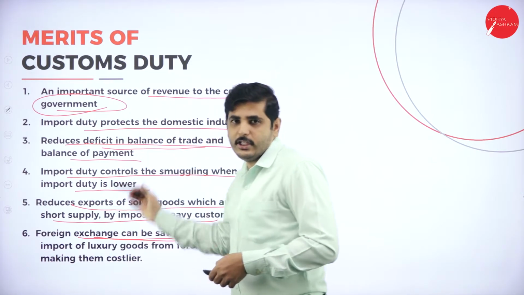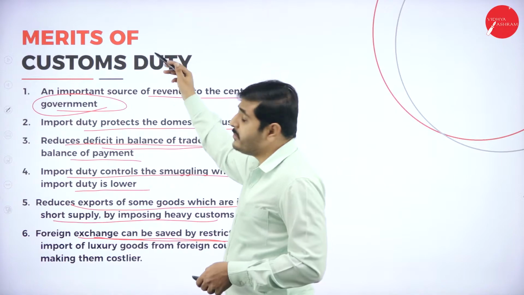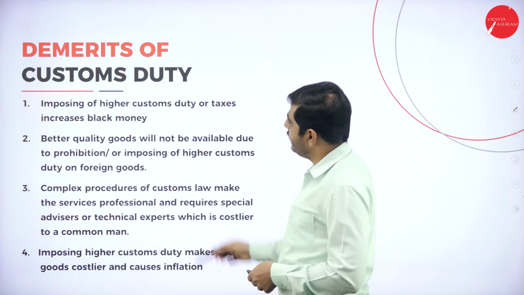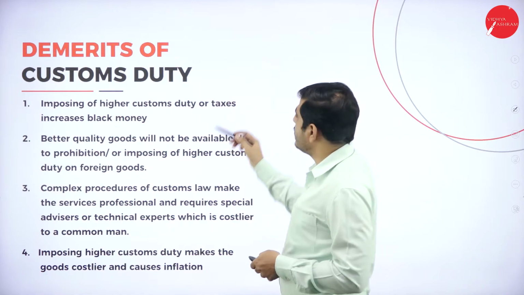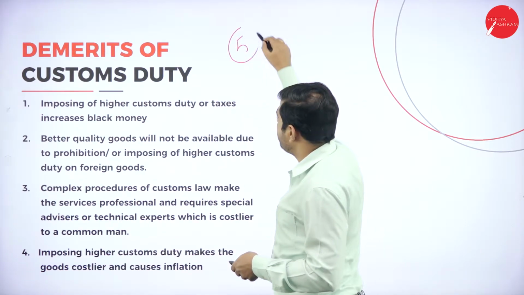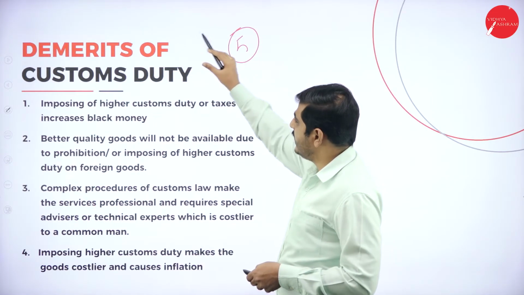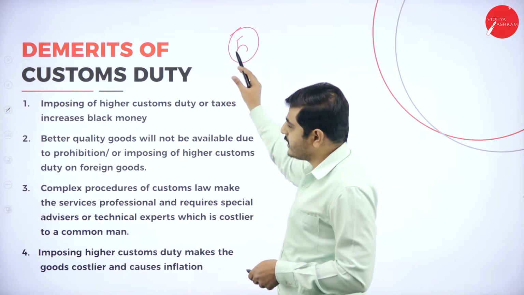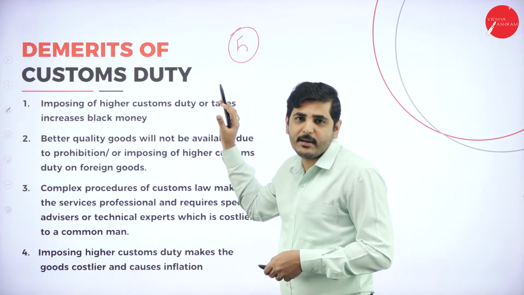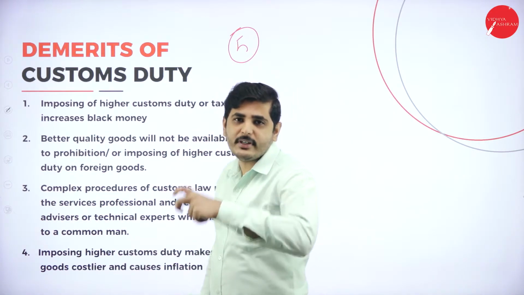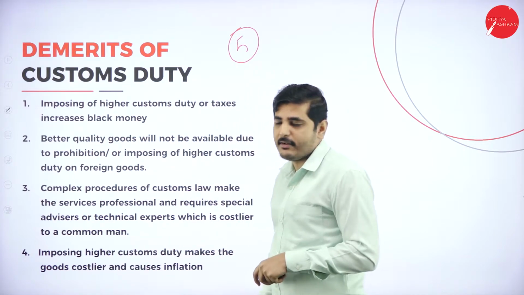This question, the merits of custom duty, will be asked for 5 marks in the exam. Keep this in mind. Again, the demerits of custom duty can also be asked for 5 marks. So 5 plus 5, 10 marks. What are the advantages or merits and demerits, or advantages and disadvantages, of custom duty? If they ask for 5 marks only, they will ask only advantages. If they ask for 10 marks, both advantages and disadvantages.